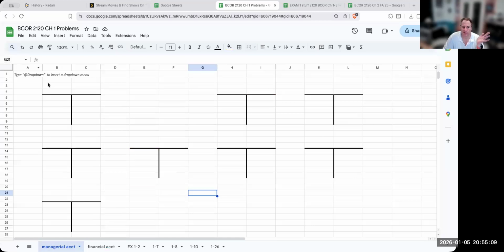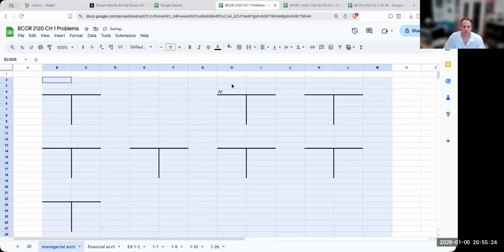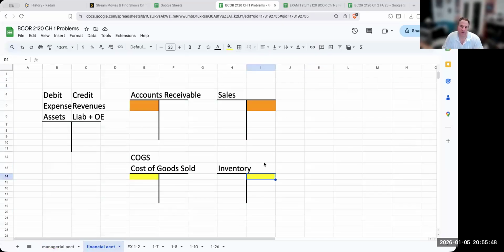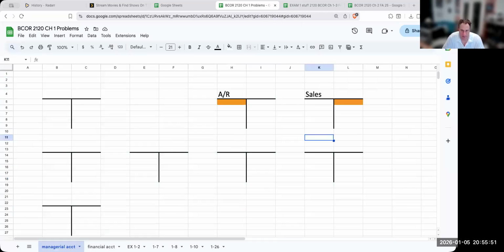When we are dealing with a manufacturer, it's going to be a little bit different. What is going to be different? Well, we're still going to have accounts receivable. We're going to have sales, right? That's not going to change. However, when we're looking at inventory in a manufacturing environment, that's when things get a little bit different. Why is that? Well, we're not simply selling the inventory, rather we are making the inventory.